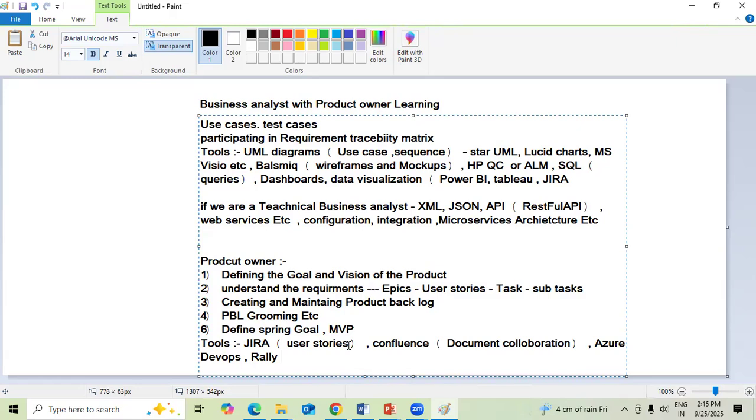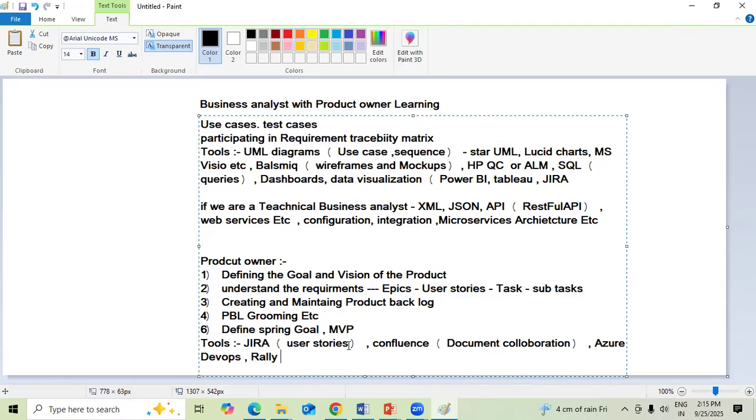Next, Rally is also used in the same way. So these are the major tools we use as a product owner. Here I'm talking about the product owner, which is a tactical role. If you are a product manager, then that is different, which is a strategic role. Knowing the complete end-to-end product life cycle is different, and I don't want to get into that, because it unnecessarily deviates.